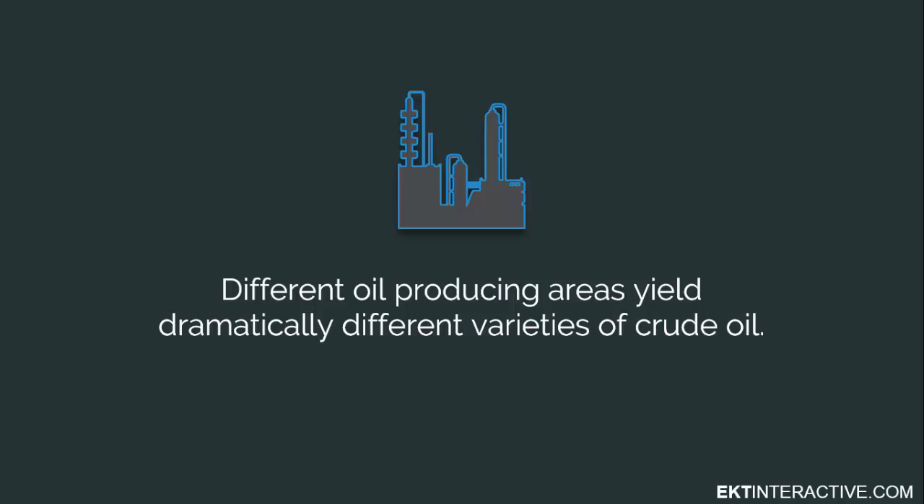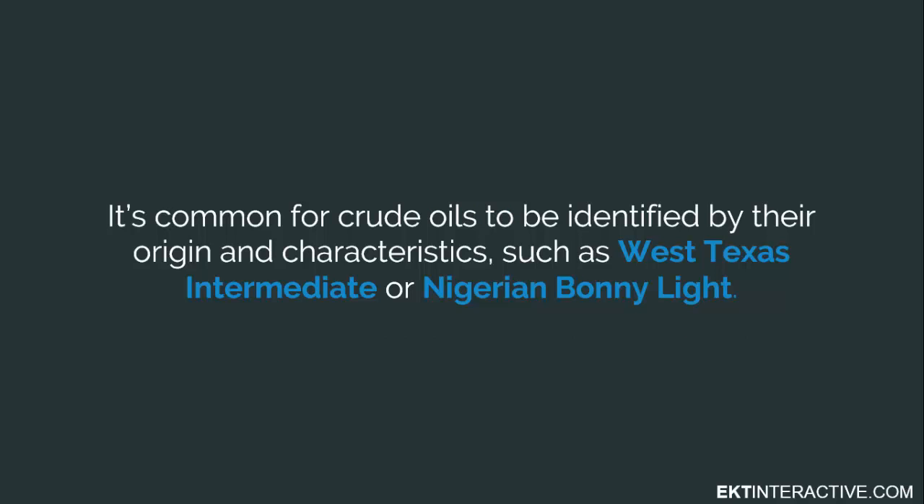Different oil-producing areas yield dramatically different varieties of crude oil. This is why it is common for crude oils to be identified by their origin and characteristics, such as West Texas Intermediate or Nigerian Bonny Light.